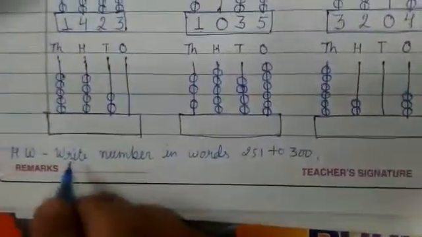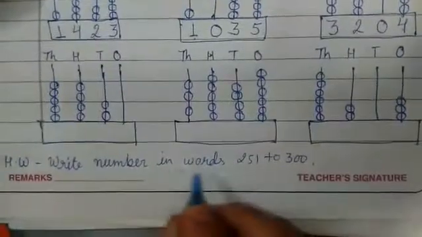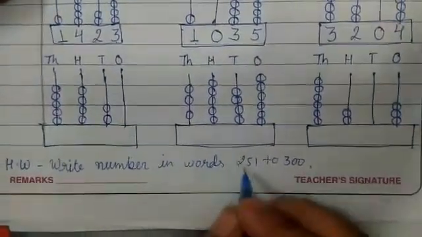Now the next homework is write the number name in words, 251 to 300.